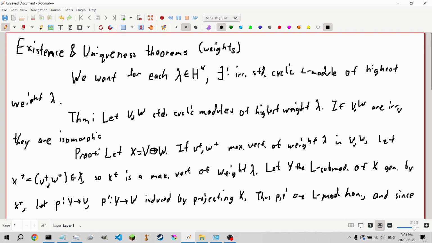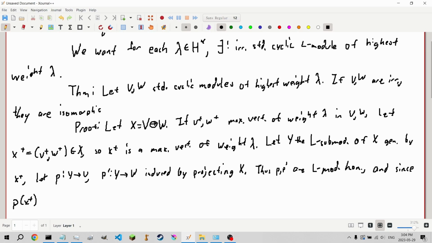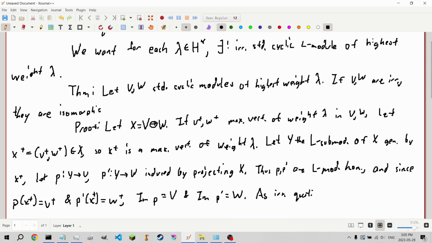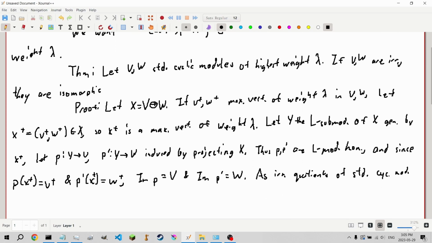And since P of X plus is V plus, and likewise P prime of X plus is going to be W plus, we get that the image of P is V, and the image of P prime is W, as irreducible quotients of the standard cyclic module Y. We have by our previous theorem, V and W are isomorphic.